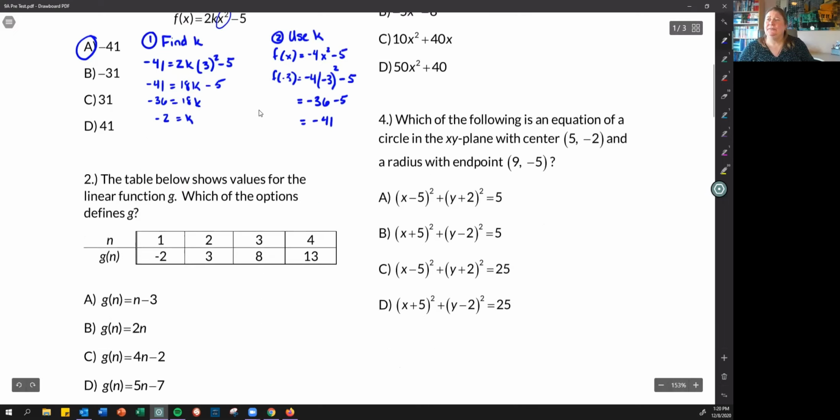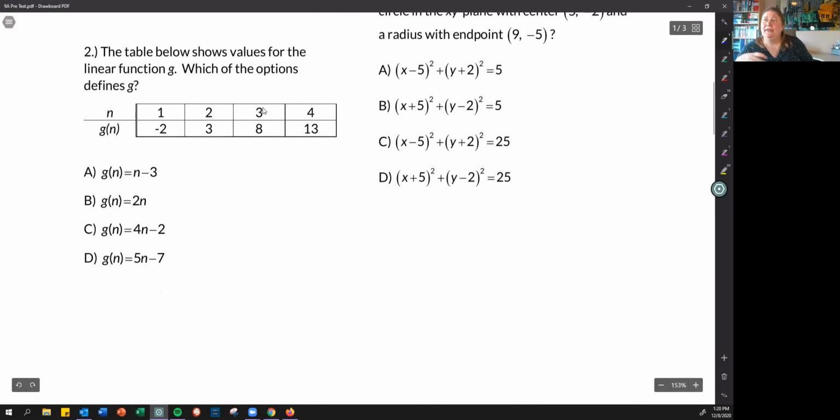All right, let's look at number 2. Here we have a table. The table shows the values for the linear function g. It does tell us that it's linear. Which of the following options defines g? I think backtracking is the way to go here.